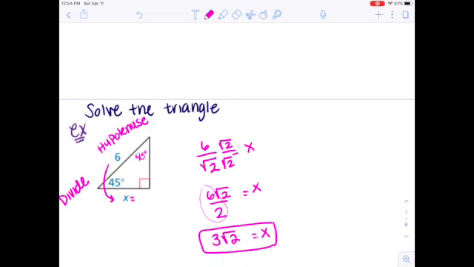So that is the leg there, and it's also congruent to your other leg, 3 root 2.